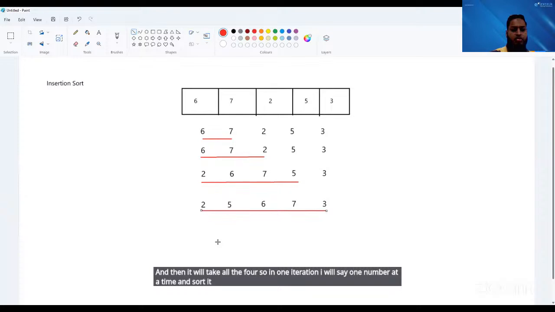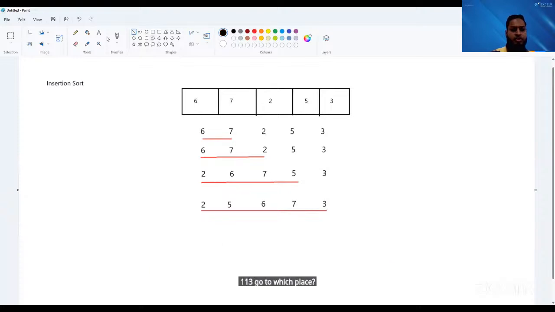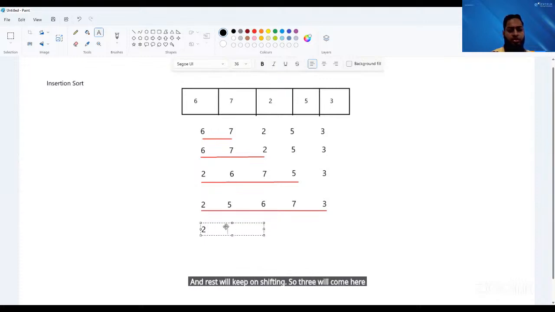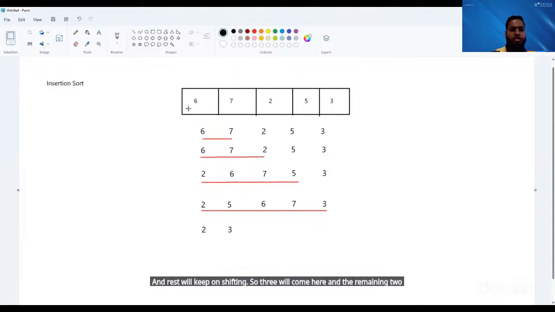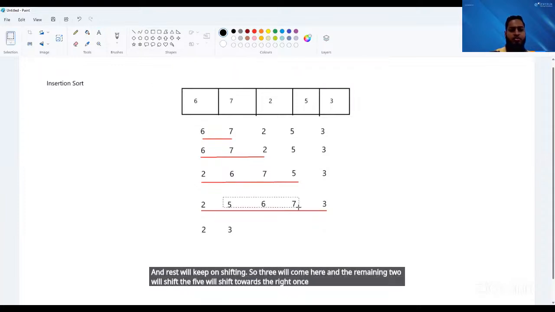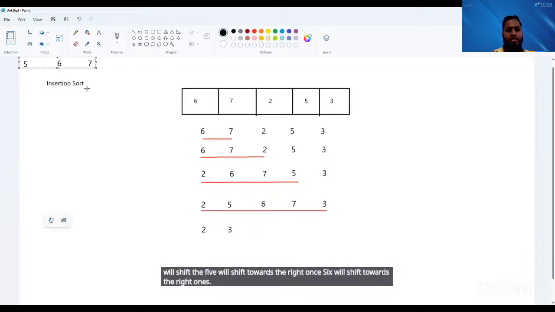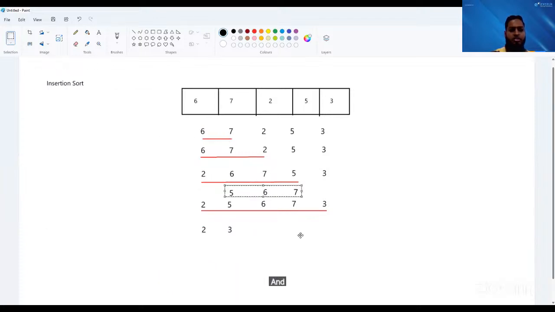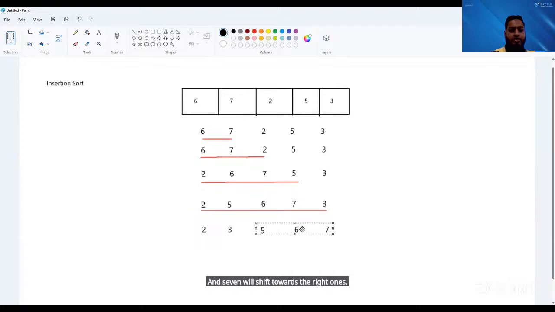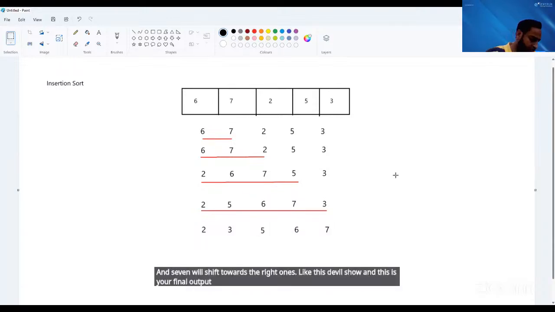But where will 3 go to? Which place? So 2 and the rest will keep on shifting. So 3 will come here and the remaining 2 will shift. So 5 will shift towards the right once, 6 will shift towards the right once, and 7 will shift towards the right once. Like this, they will shift. And this is your final output. So this was the basic logic of how insertion sort works.